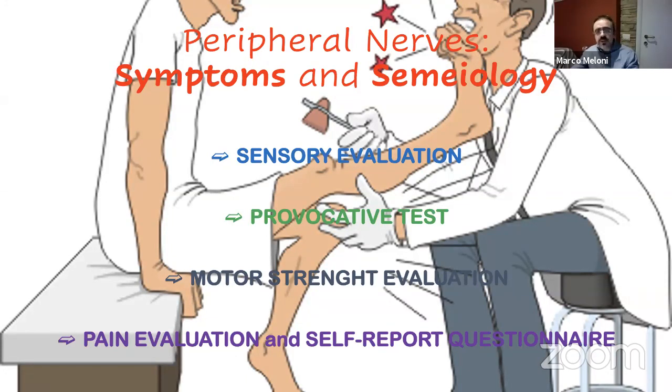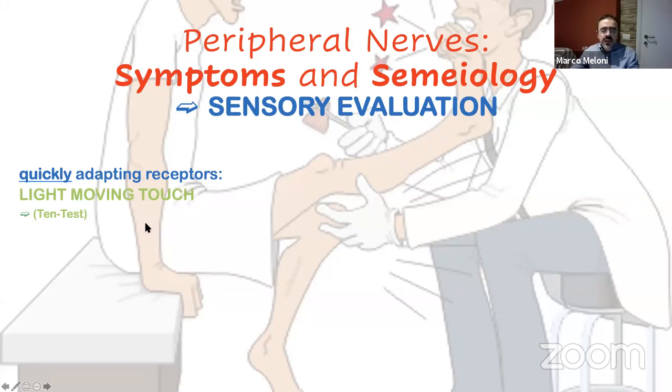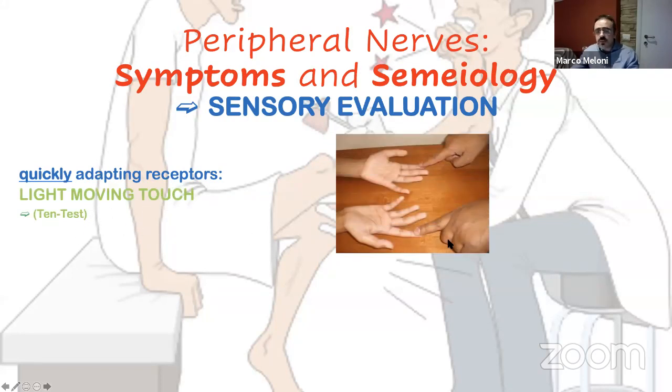That's very important. Sensory evaluation needs to evaluate the quickly adapting receptors, which are the light moving touch, that can be examined by the 10 test. The 10 test is very simple. You touch, moving and touching, in this case the second finger. You ask the patient if there is a difference between the healthy side and the affected side. The healthy side is 10. The affected side should be less than 10, and the patient is able to give a score in this way to the nerve lesion.